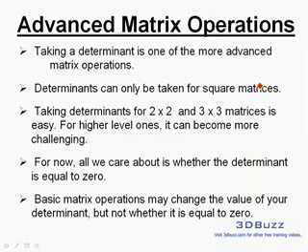Okay, well, there are many advanced matrix operations. We're going to be talking only about one of them. It's called a determinant. Determinants can only be taken for square matrices. This means matrices with the same number of rows and columns. That makes sense, that would make it square. Taking determinants for 2 by 2 and 3 by 3 matrices is very easy.